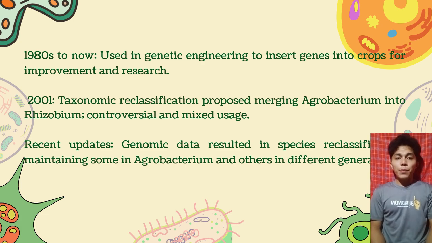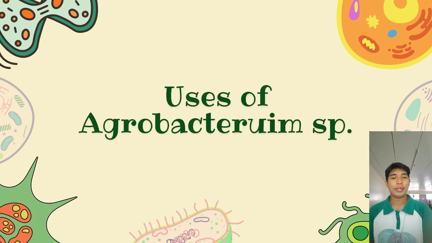Now, in recent updates, genomic data resulted in species reclassification, maintaining some in Agrobacterium and others in different genera. Modern phylogenomic studies have refined species boundaries within Agrobacterium, leading to recognition of new lineages and some reassigned to other genera.